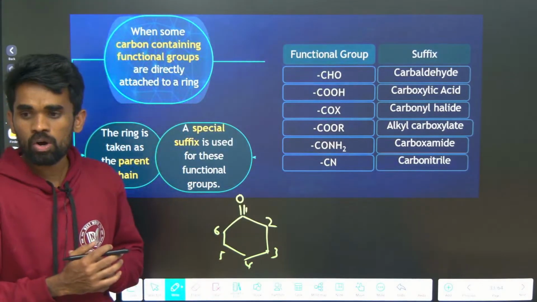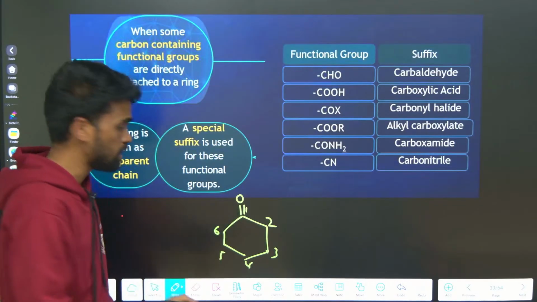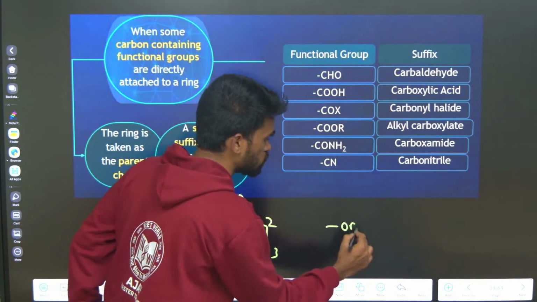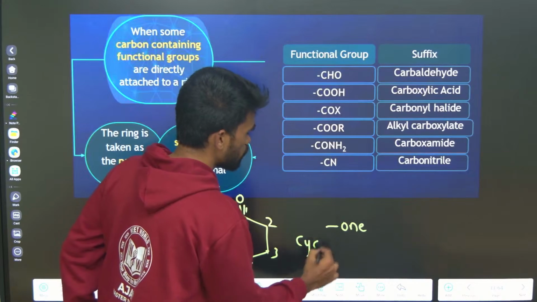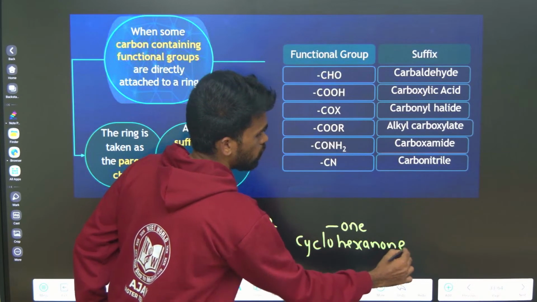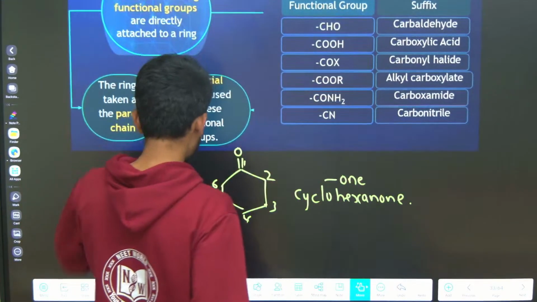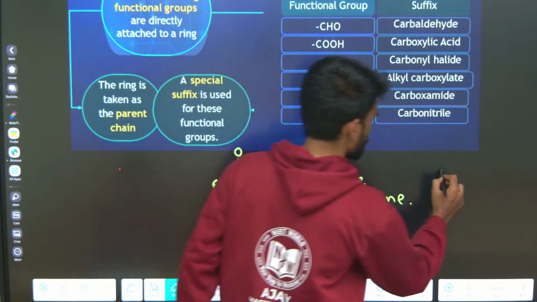So cyclohexane. If it were an alkene, we would have a double bond, but here C double bond O is there, so that is a ketone. What is the suffix we should use? "-one". Cyclohexanone. Now what if I have a structure something like this?